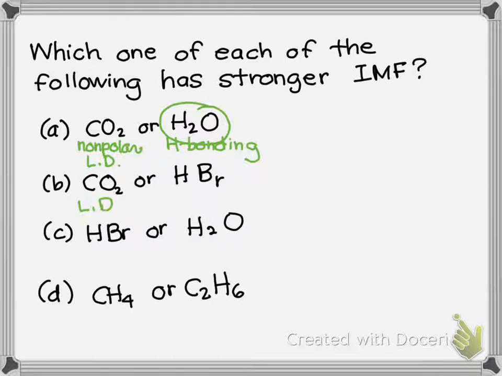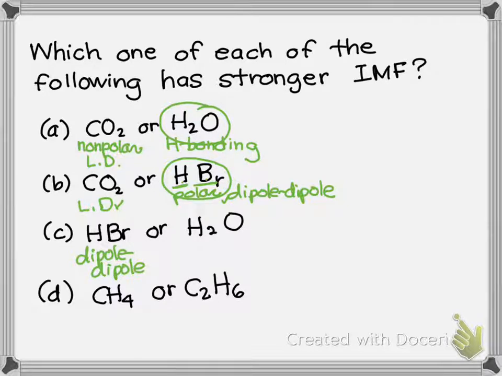Carbon dioxide we already determined is nonpolar, it's London dispersion. Now HBr, it has an H, but it's not hydrogen bonding because it would have to be attached to a nitrogen, oxygen, or fluorine. And since it's 2 different elements, they won't share equally, so this guy is polar. And polar molecules have their strongest force of dipole-dipole. So dipole-dipole is stronger than London dispersion, so HBr. Now if I compare the dipole-dipole to water, which is hydrogen bonding, then the water wins because hydrogen bonding is stronger than dipole-dipole.